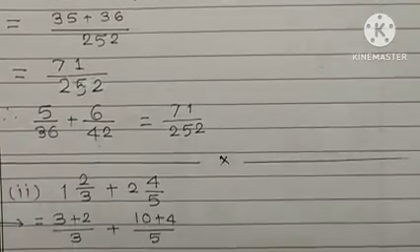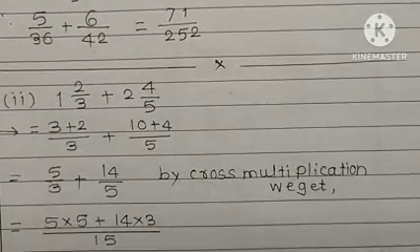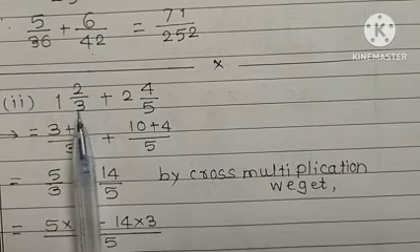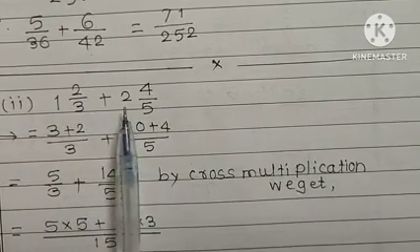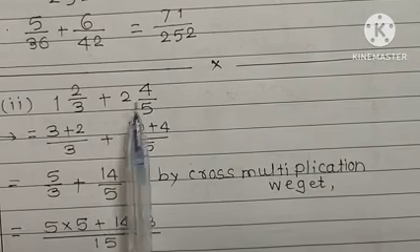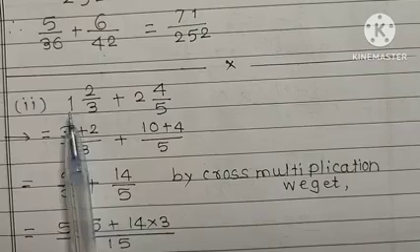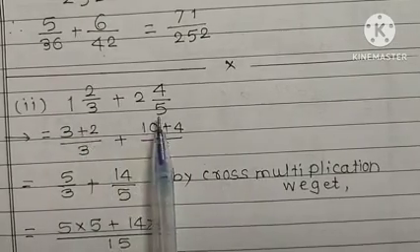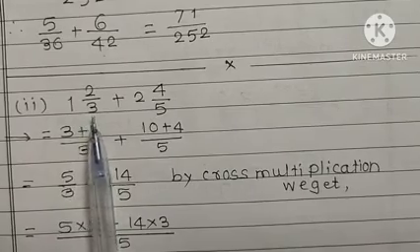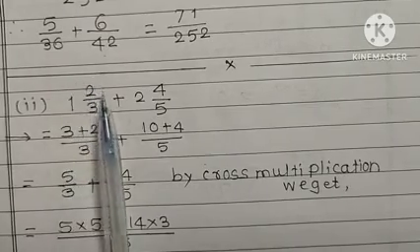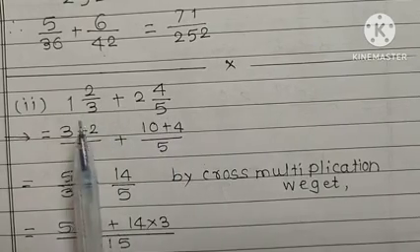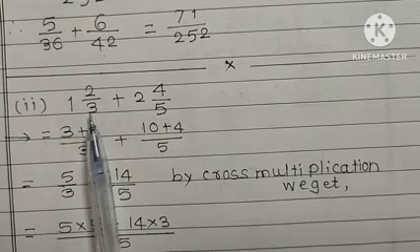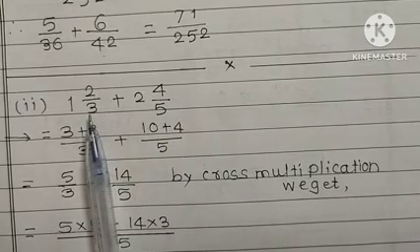Second example. Integer 1, 2 by 3 plus integer 2, 4 by 5. We have to add them. But before adding, you should make them rational numbers. These two are mixed numbers. We have to make them rational numbers.